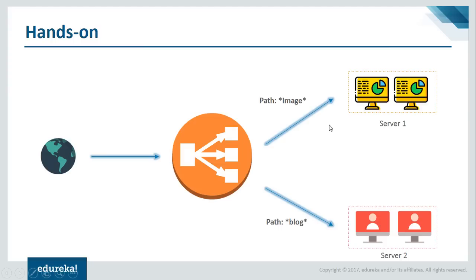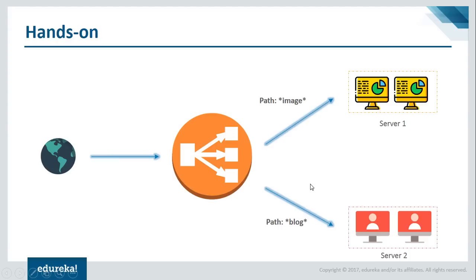Now, for those of you who didn't understand why we created two autoscaling groups, it is because we want the image processing servers to be scaled as well, and at the same time we want the blog servers to scale as well. All right, so that is the reason we created two autoscaling groups. So I created a server 1, which you can imagine is for your image processing, and I created an autoscaling group for server 2, which you can imagine is for your blogging section.